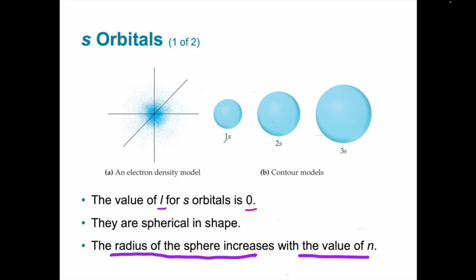So this right here is n equals 1, so that's the smallest s orbital. This is n equals 2, the next largest, the one right after that. And this one here is n equals 3. By the way, as I mentioned in the lecture a lot, this 1 here, this 2 here, and this 3 here are the n quantum numbers, the principal quantum numbers.